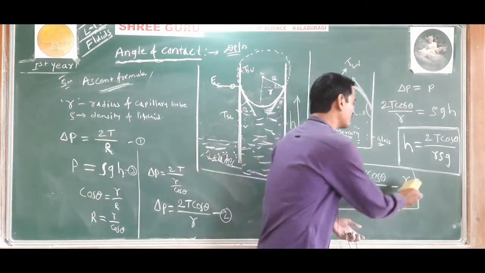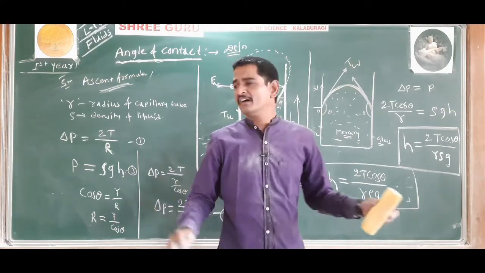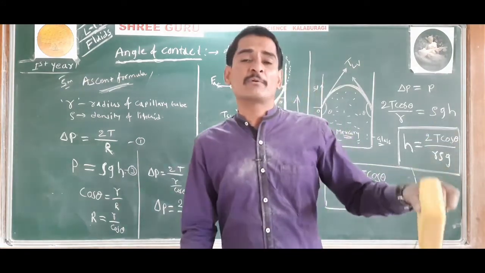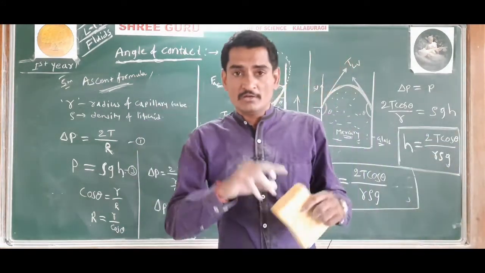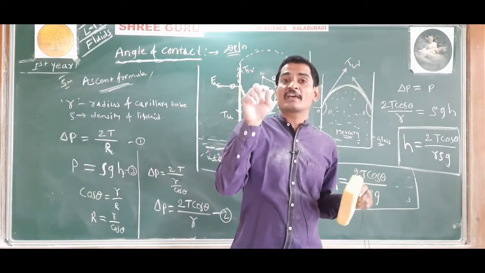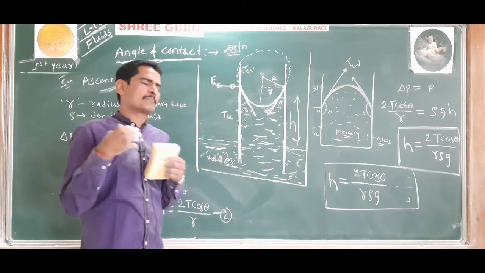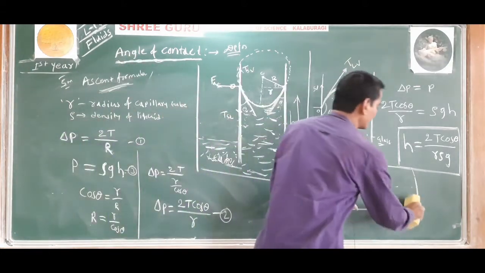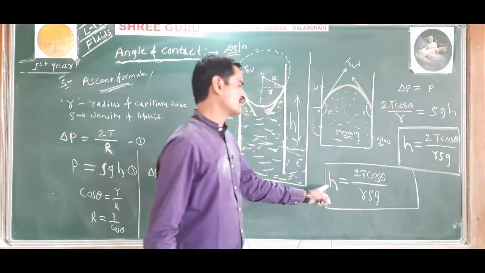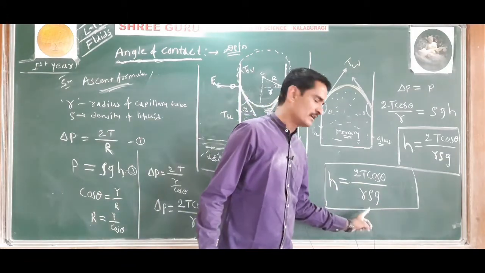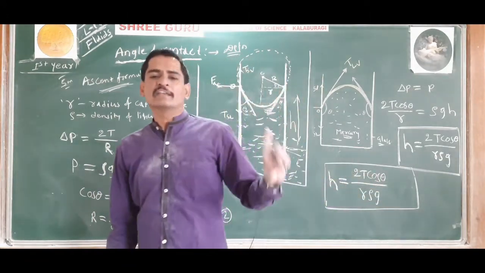This r/3 is a very, very small value because the radius of the capillary tube is very, very small, like the thickness of a hair, the cross-sectional area of a hair. You understood? So that radius will be a very small value. So neglect that r/3. Only h = 2T cos θ / (r ρ g) is enough.